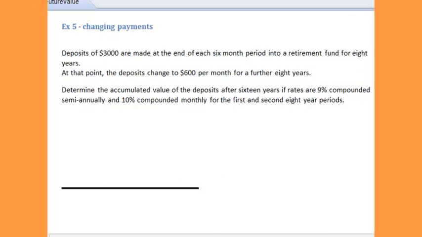For the last example, we are not going to solve it for you. We're going to let you solve it, but we'd like to set it up with you. Deposits of $3,000 are made at the end of each 6-month period into a retirement fund for 8 years. At that point, the deposits change to $600 per month for a further 8 years. Determine the accumulated value of the deposits after 16 years if the rates are 9% compounded semi-annually and 10% compounded monthly for the first and second 8-year periods.